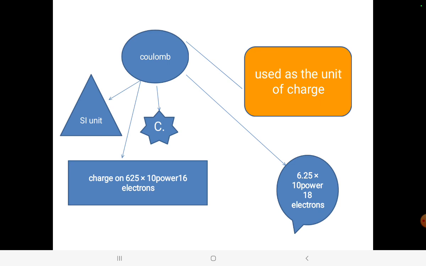Yes, the SI unit of charge. Of course we know there are a number of units, everything has some unit. So the SI unit of charge is coulomb, and the letter that denotes this coulomb is C. The unit of charge is coulomb, and this coulomb can be represented as C.